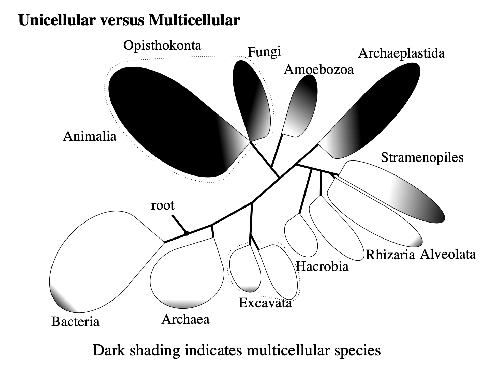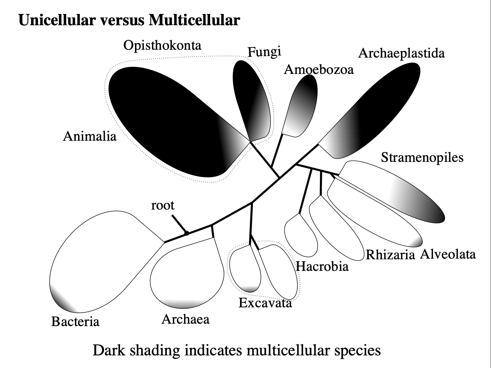Now, the light shading here indicates the extent of unicellular species in that group. And the dark areas indicate the extent of multicellular organisms in each one of those groups. So you notice that in animals, most of the animal species are multicellular, but there are a few at the base there that are unicellular. And then fungi, mainly multicellular, plants, mainly multicellular.